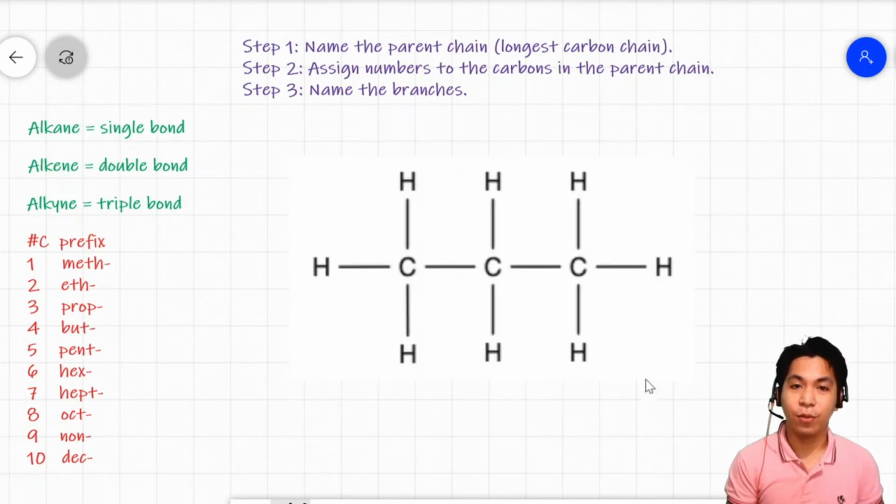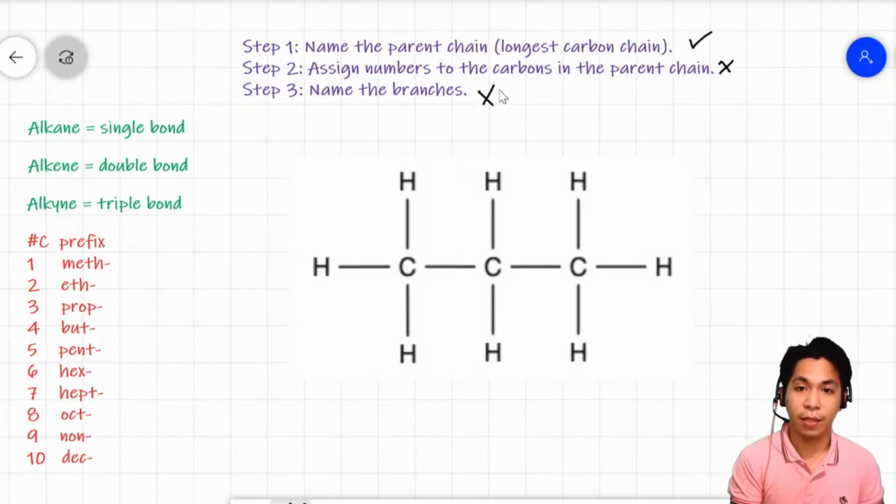For our third example, we have three carbon atoms that are linked together. That means we have the parent chain. Since the three are linked together, no need to do step number 2 and step number 3. So let's just simply name the entire molecule. Our entire molecule has only single bonds, so we will use the suffix ane, and there are three carbon atoms present. We will use the prefix prop, hence the name propane.